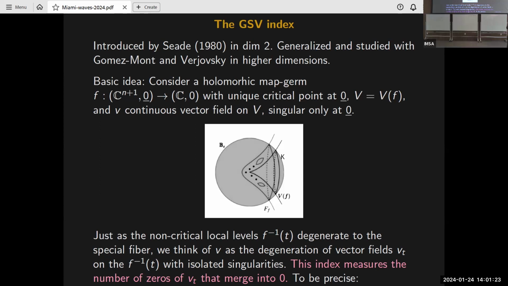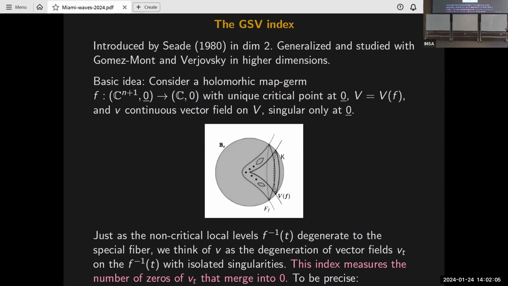You can look at the special fiber, and you can think of it as being the degeneration of the non-critical levels. And you see how non-critical levels degenerate as you go to the critical level. That's classically the Milnor fibration. Well, now you can think that at each non-critical level you have a vector field, by continuity, and this vector field has isolated singularities. And then, as the regular fiber, the generic fiber, degenerates to the singular fiber, a number of singularities of the vector field collapse to the singularity.